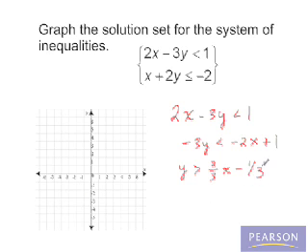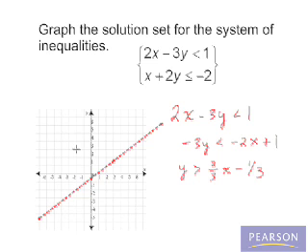Our y-intercept is negative 1/3, so I'm going to go down just a little bit, about a third of the way down to negative 1. And from that point, we will go up 2 units, to the right 3 units. I locate a second point. And since the inequality is strictly greater than, not greater than or equal to, we need to draw a dashed line, a broken line, through our 2 points.